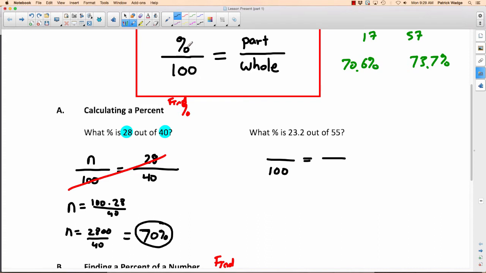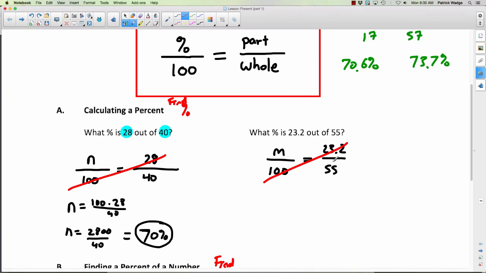Do we know the percent? No, it says what percent, so we don't know the percent. So put your M or N or X or Y, or whatever you want. What percent is 23.2 out of 55? Well, out of 55 sounds like the total, and 23.2 sounds like the part. And then you're ready to cross multiply again.